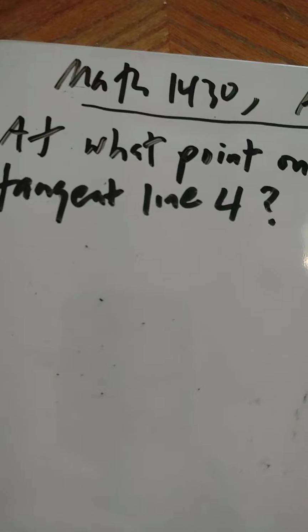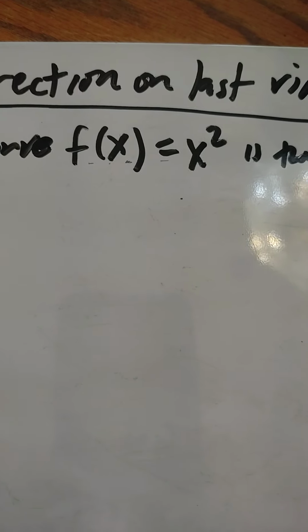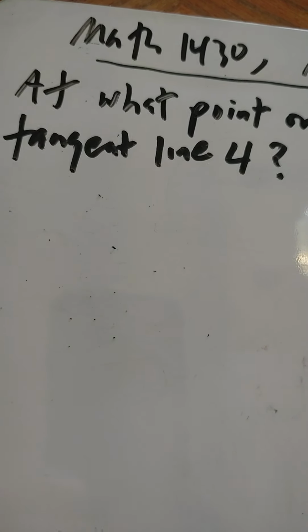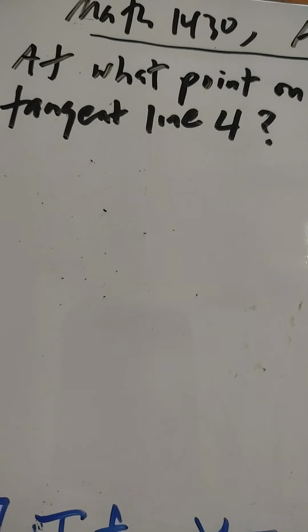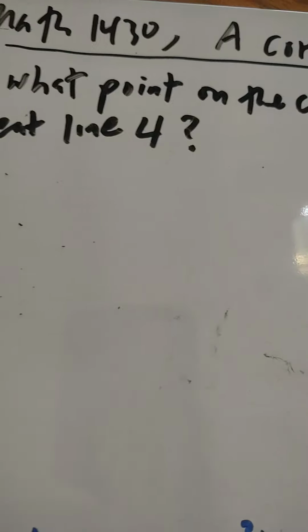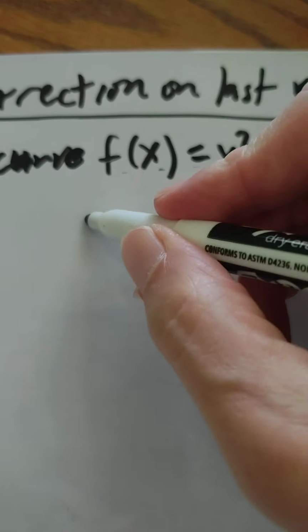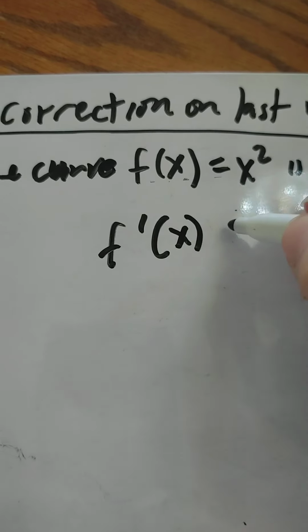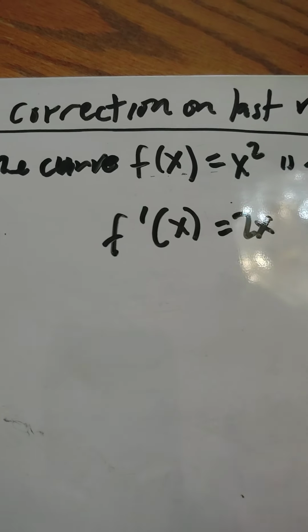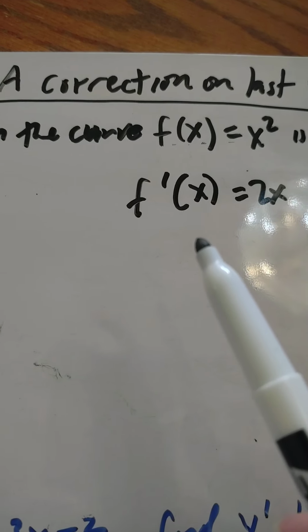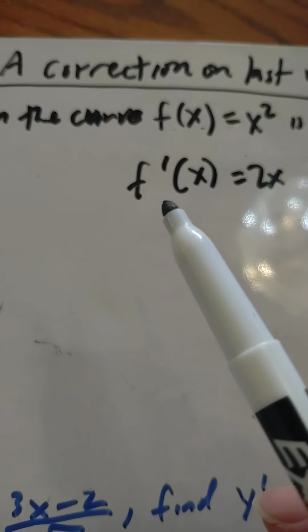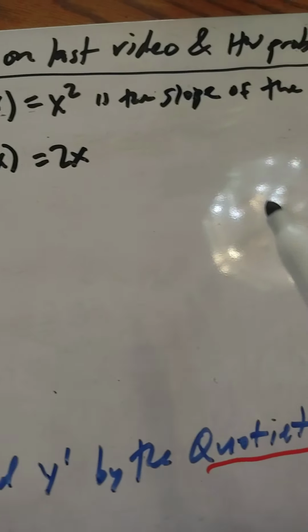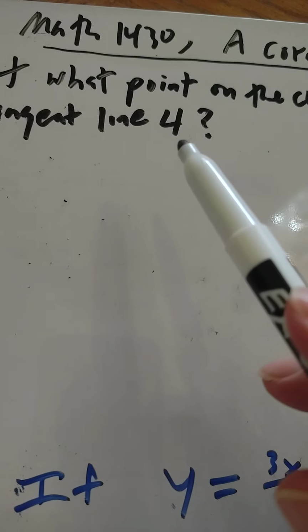Here it is. At what point on the curve f of x equals x squared is the slope of the tangent line 4? So when is the slope of the tangent line 4? This is different from any question we've done before. So whenever you're talking about slopes of tangent lines, you want to find a derivative. So the first step is to write f prime of x is equal to 2x. So normally we think, okay, so this will tell me the slope of the tangent line for any x. But here they give us the slope of the tangent line for a particular x. So what is the slope of the tangent line at a particular x? It's 4. The slope of the tangent line is 4.